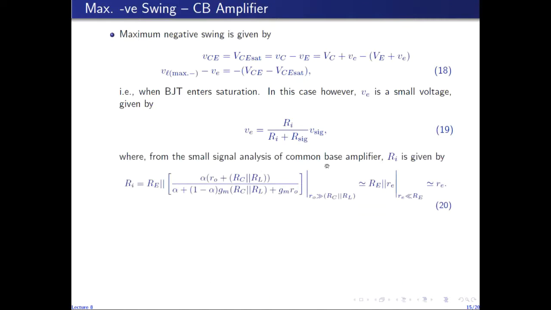From the analysis of the common base amplifier, we've already seen that Ri is given by this expression. This is the exact expression, which can be simplified using this very reasonable assumption into this expression, which can further be simplified because small re is typically much smaller than capital Re. So typically the input resistance of a common base amplifier is represented by the small signal emitter resistance, small re.